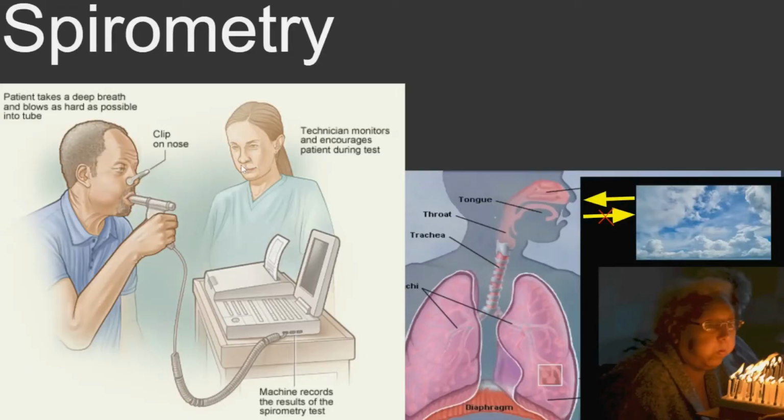Alright, lab work and imaging. Remember that patients will have difficulty exhaling, and with spirometry, we can see how fast and how much a patient is able to exhale from their mouth.